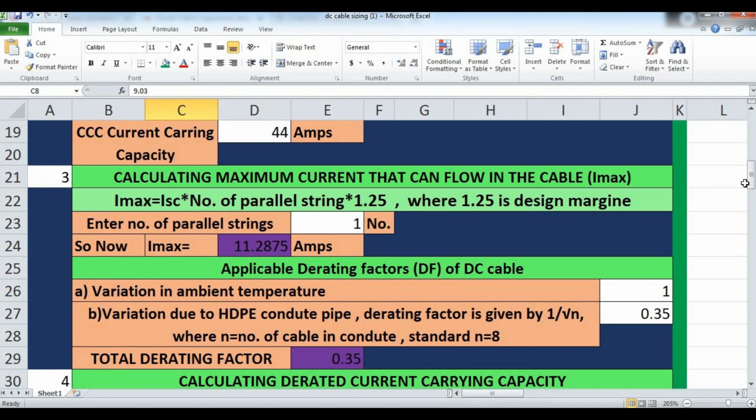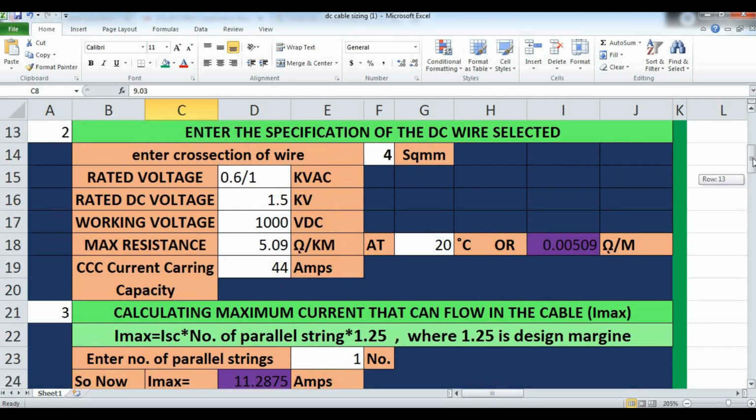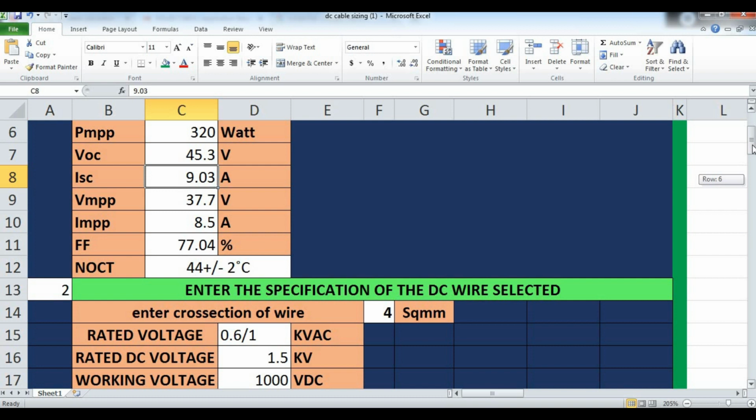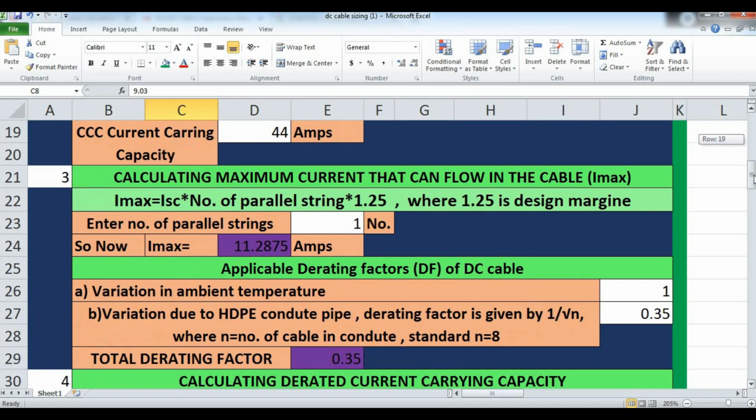So I short circuit was 9.03 ampere. We multiply it with our number of parallel strings, and we have taken 1 parallel string. In a few sites they make 20 modules in a single table and another 20 modules in another table in series, and they combine both tables in parallel to make 1 string. But here we are considering a single string. Suppose 20 modules we have connected, and we have taken 1 single string from that.